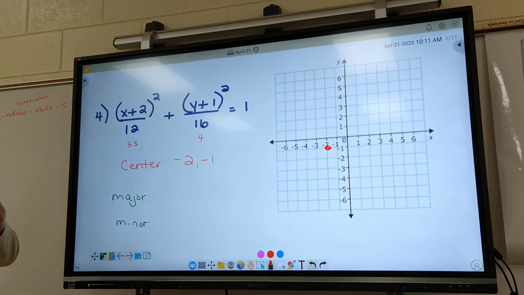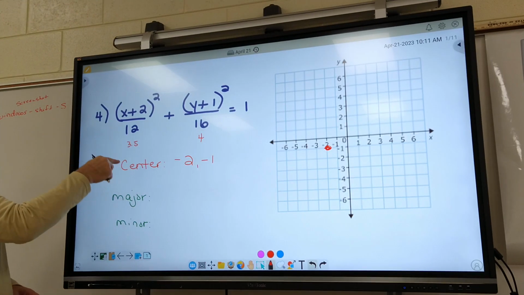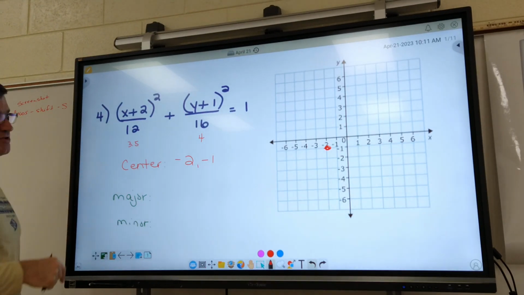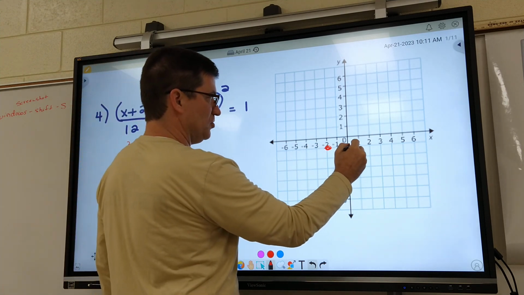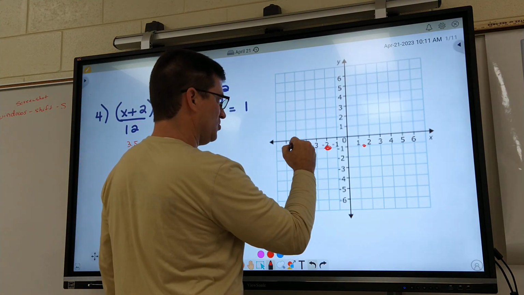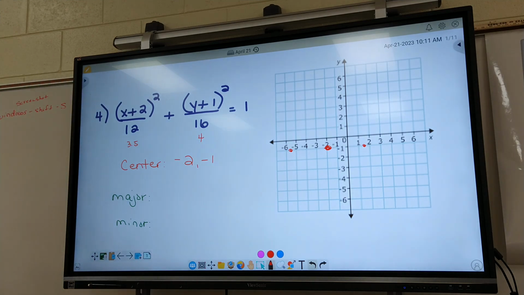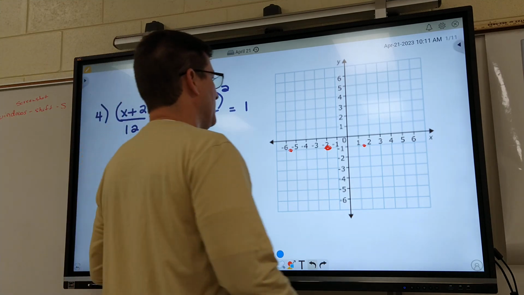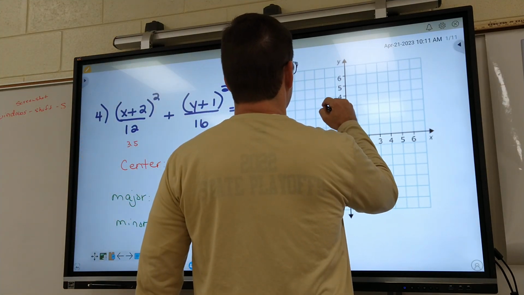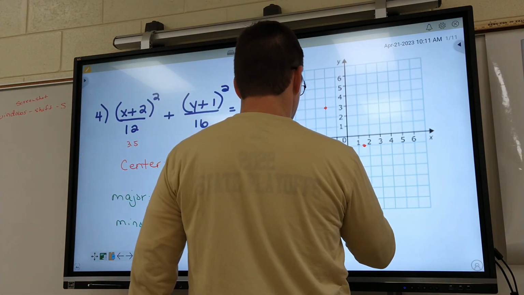All right, so here's what it means. On the x-axis, side to side, our radius is 3.5. 1, 2, 3.5. Everybody good? So up and down will be 4. That's how it looks different. Up and down, I go 4, and I go 4.